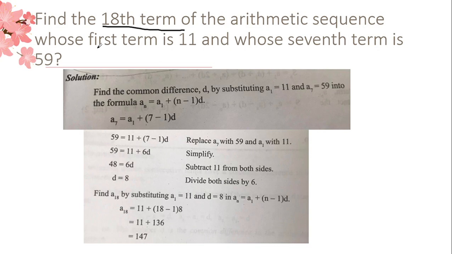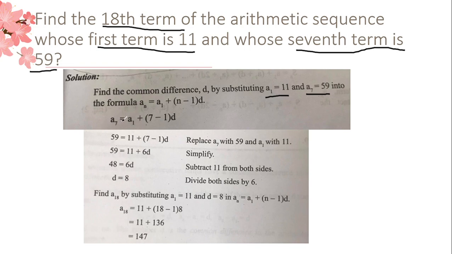So, ang given diri kay naa tay first term na 11, a sub 1 is equal to 11, and seventh term na 59. So we have here ang ika seventh term is 59. So we will first going to find for the common difference, kay para makuha nato ang ika-18th na term. So ang ato himuon kay we will use the formula a sub n is equal to a sub 1 plus n minus 1 times d.